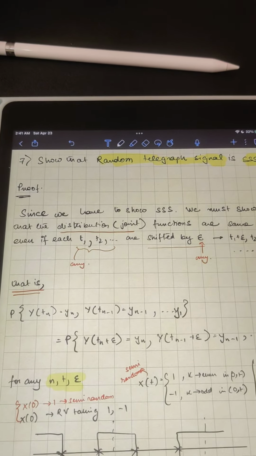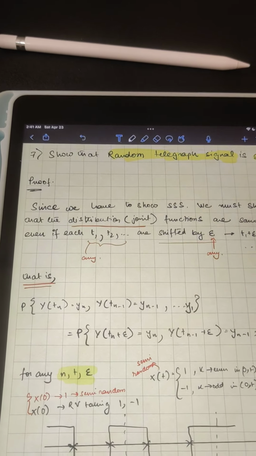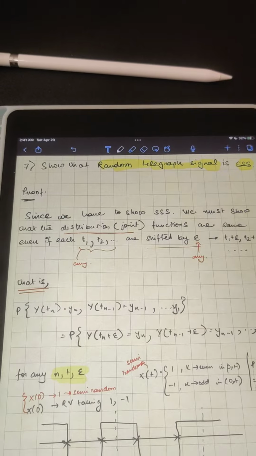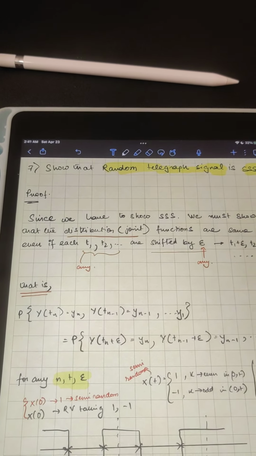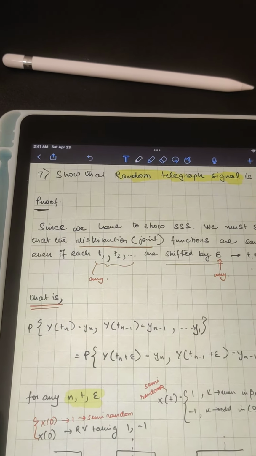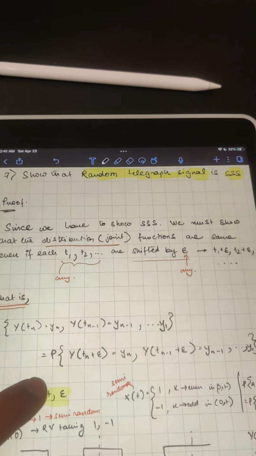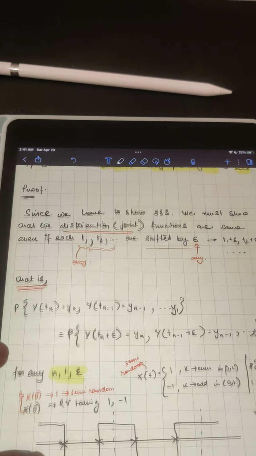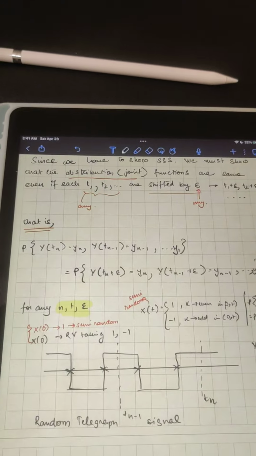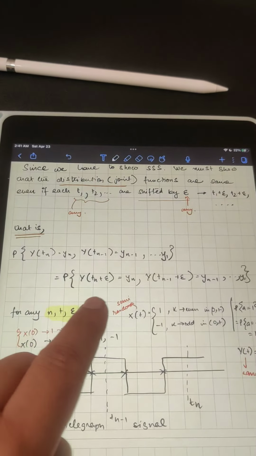any random times that you take, when shifted by epsilon, and it can be any epsilon and any t1, t2, dot dot dot, are the same. The distribution functions are the same. So that is exactly what we are going to prove here.